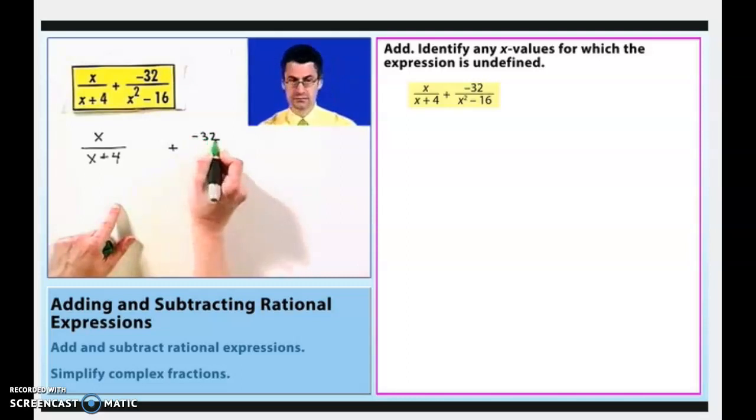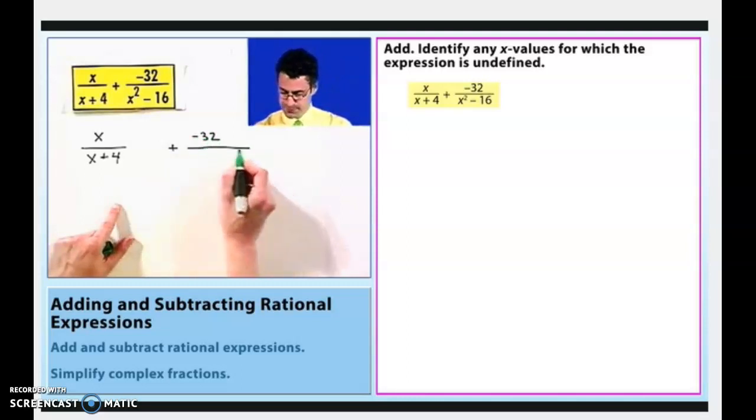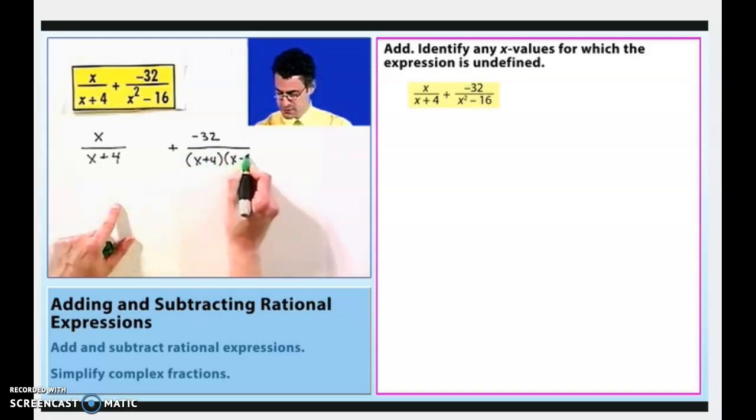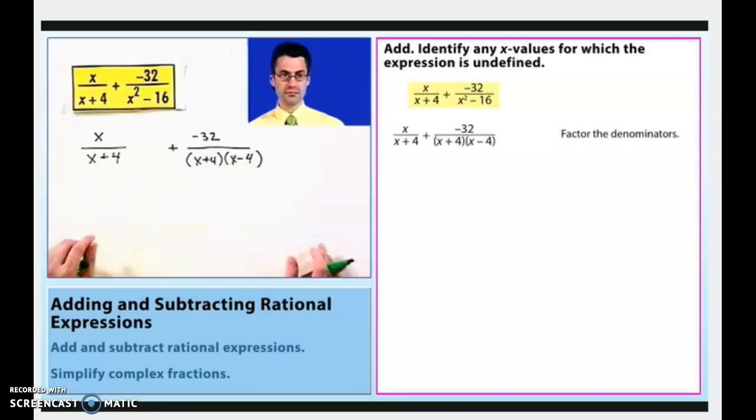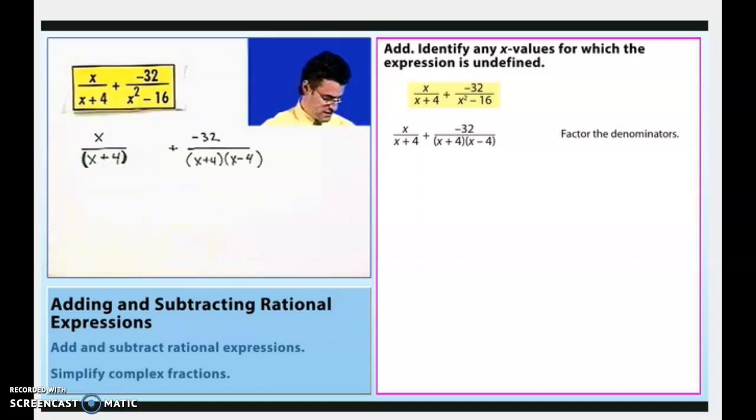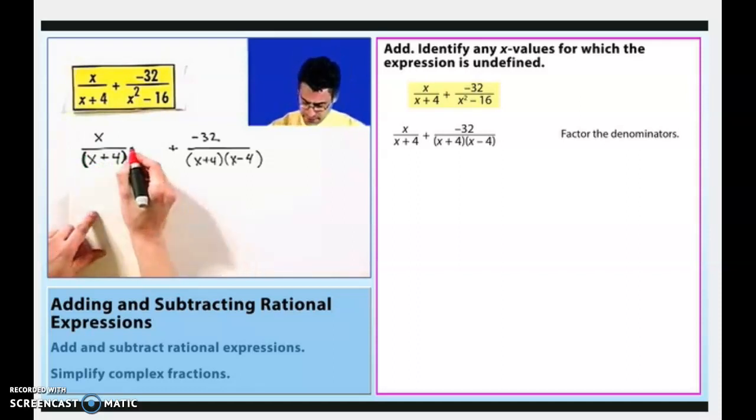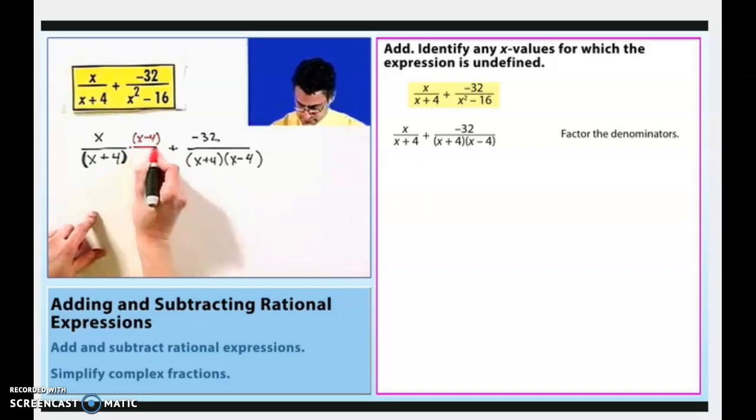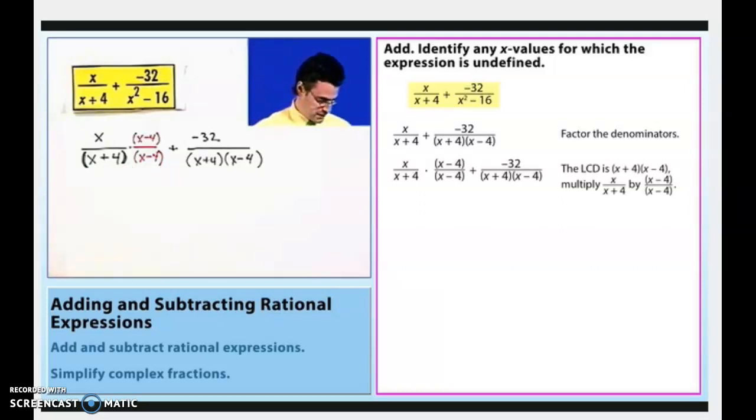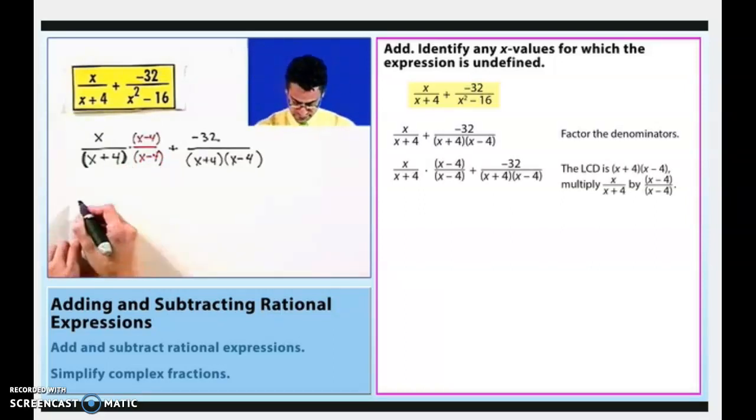All right, so plus negative 32 divided by, and I'll factor this, x plus 4, x minus 4. Okay. Well, I see that I have an x plus 4 factor already here, so I just have to multiply the numerator and denominator by x minus 4. And then my denominators are the same. Cool.